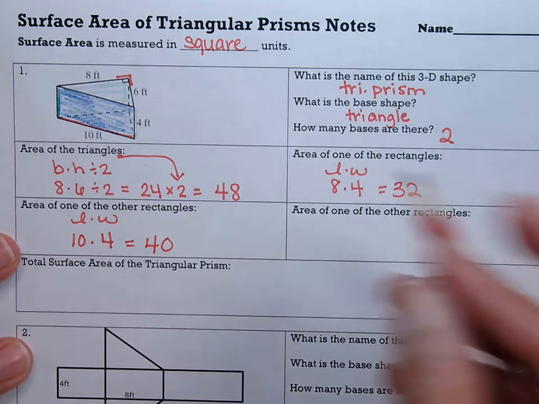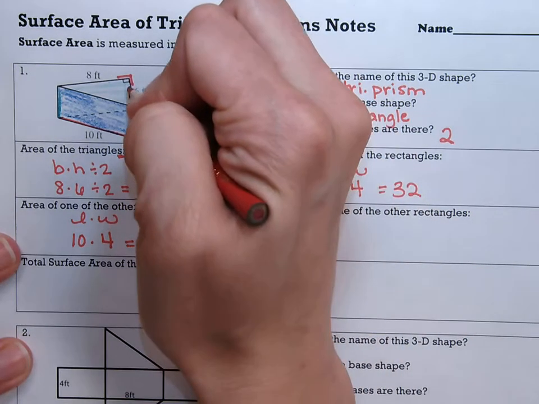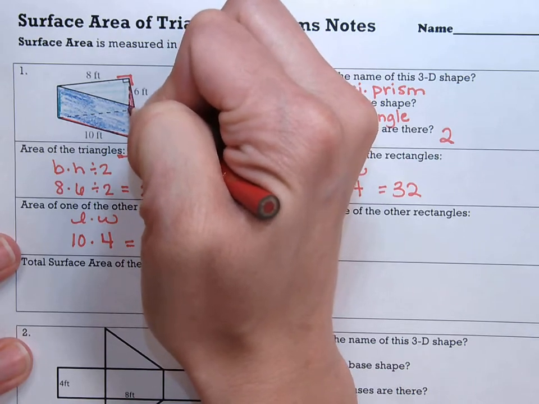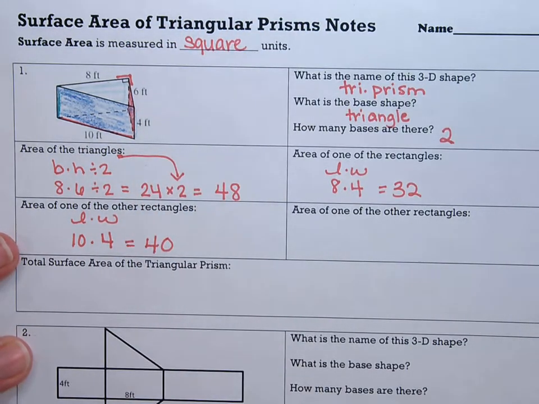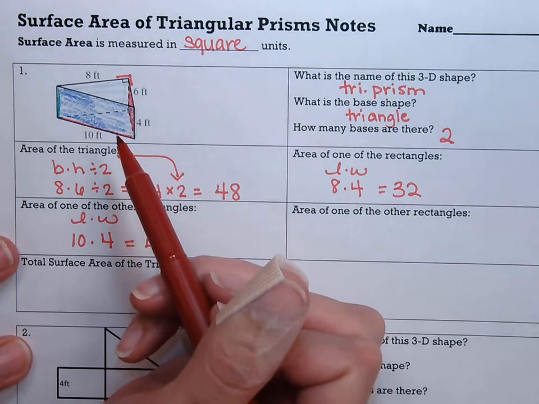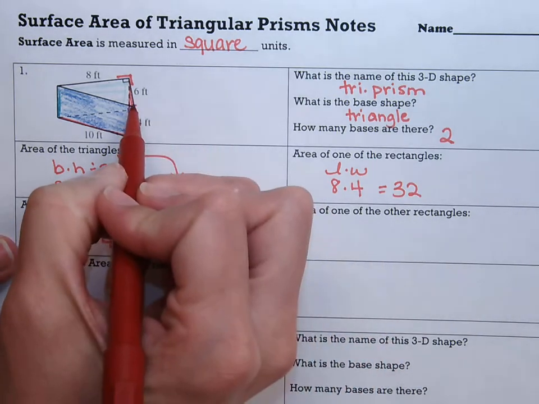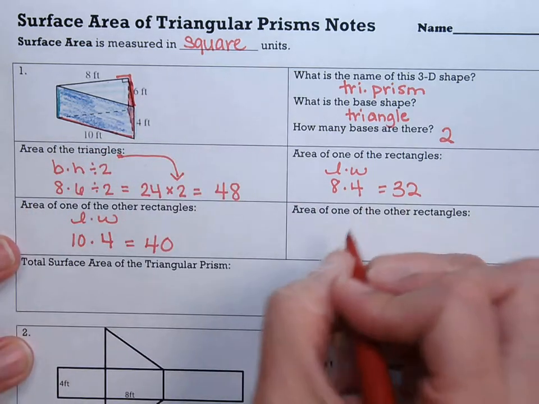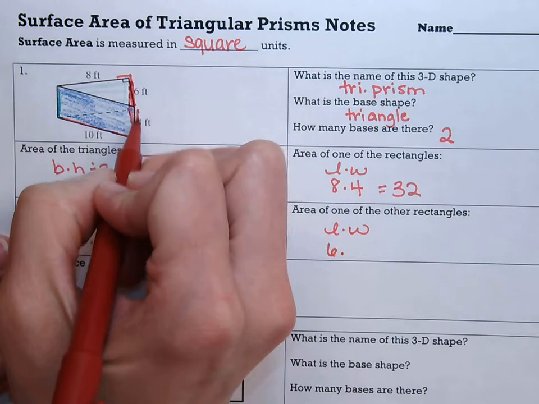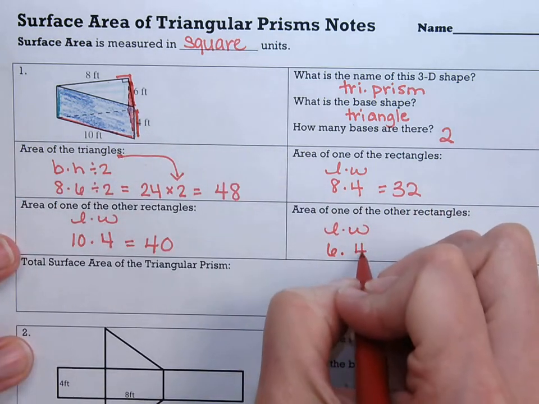The last one is this little part on the side, and it doesn't necessarily look like a rectangle, but you have to keep in mind that based on the fact that it's a triangular prism, that means that side has to be a rectangle. So I notice it's going to be this, which is 6. And notice here we go, we have 4.